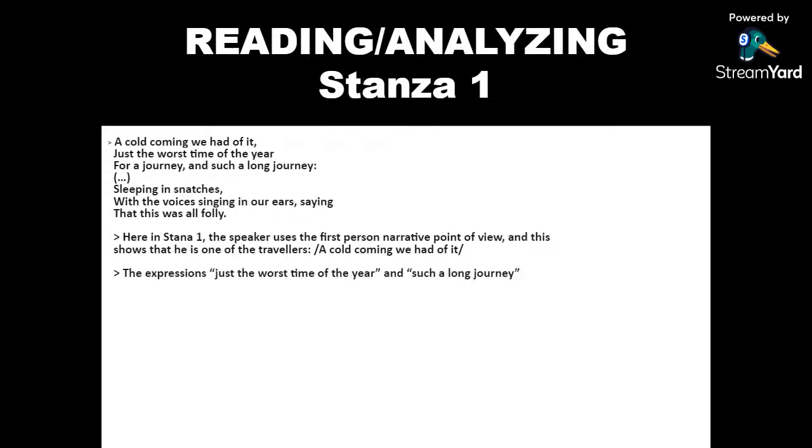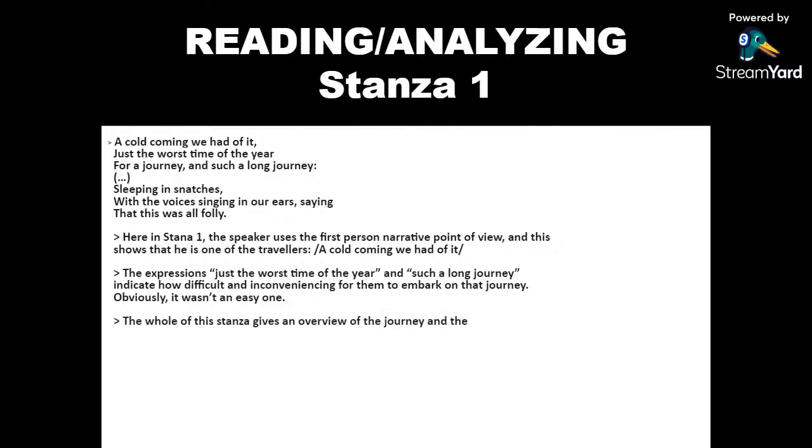Now, the expressions "just the worst time of the year" and "such a long journey" indicate how difficult and inconveniencing the journey was for them, okay? Obviously, it wasn't an easy journey. It was a difficult one. They had terrible experiences. The whole of this stanza gives an overview of the journey and all the things they passed through. In lines 4 to 8, the speaker gives a more detailed description of the harsh weather and how it affected both the travelers and their camels.